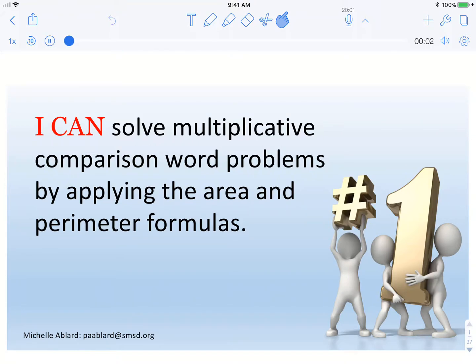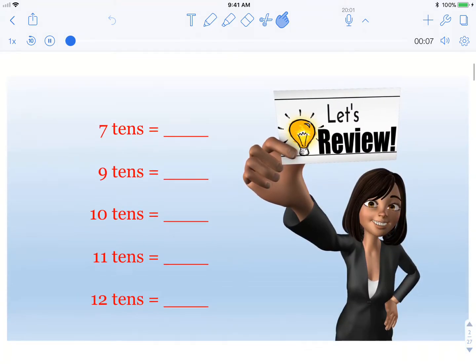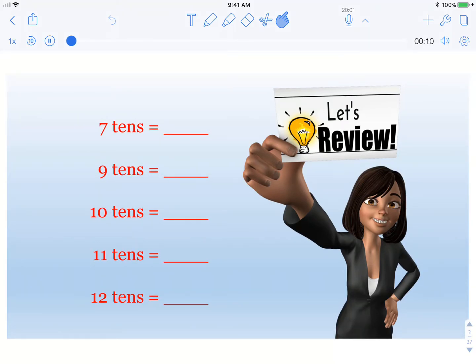I can solve multiplicative comparison word problems by applying the area and perimeter formulas. So let's start with a review. Write the following numbers in standard form. So go ahead, pause, write the numbers in standard form, and then play when you are ready to move on.